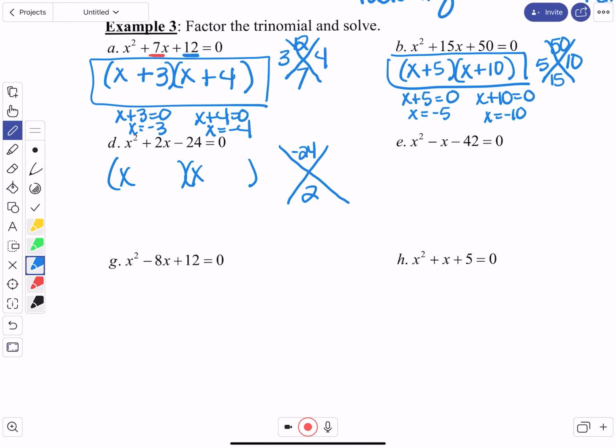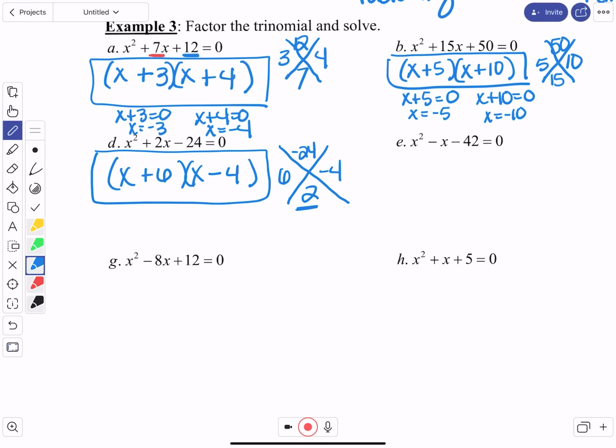Now, here's the trick with this. Being that one is positive, one's negative, and being that this number is positive, that means the bigger of our two numbers is positive. Let me say that again. The bigger of the two numbers has to be positive because this number is positive. So two numbers that multiply to be 24: +6 and -4. 6 times -4 is -24. 6 plus -4 gives me +2. So +6, -4.